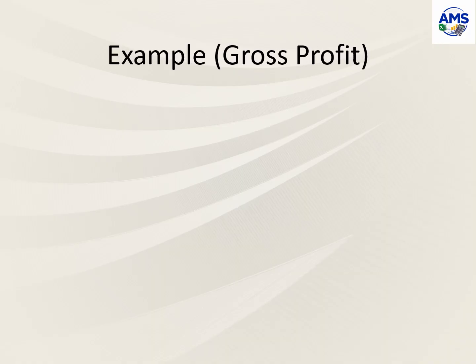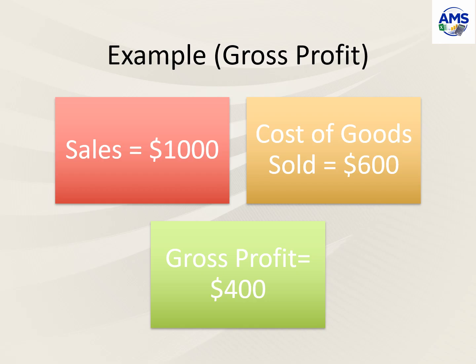Example, let's say sales is $1,000. The cost of goods sold, which is the cost of buying the product you sell, is $600, and your gross profit is $400. That is the sales you made of $1,000 less your cost of goods sold of $600 will give you the gross profit of $400.